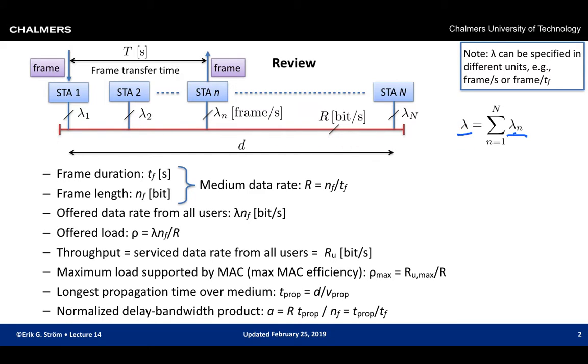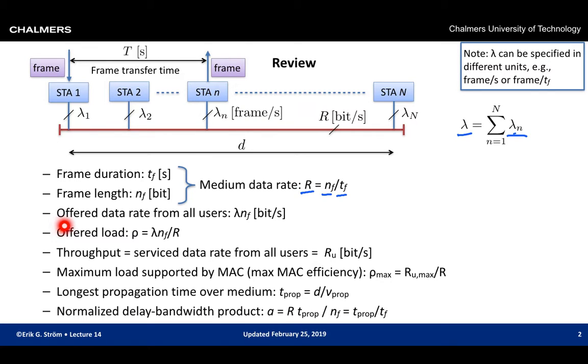Okay, and this medium here has maybe some physical length d and some data rate which is supported by the physical layer that's operating on this medium, say r bits per second. So the frame duration and the frame length in bits are related through r as follows. So r, the rate on the medium, is nf, the number of bits per frame, divided by the frame duration. So that's the equation that keeps these three things together.